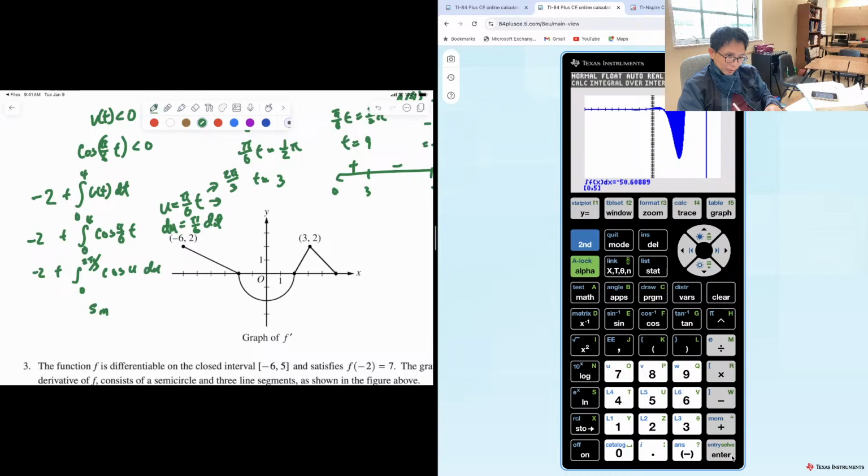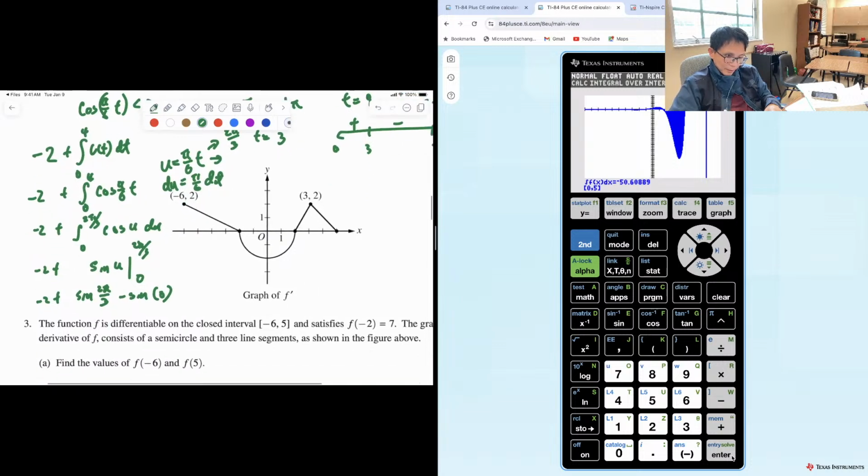I'm going to write down every step. Sine of u between 2 pi over 3 and 0, plus negative 2, like this. Negative 2 plus sine of 2 pi over 3 minus sine of 0, which is 0. So negative 2 plus what? Sine of 2 pi over 3 is what? Square root of 3 over 2?